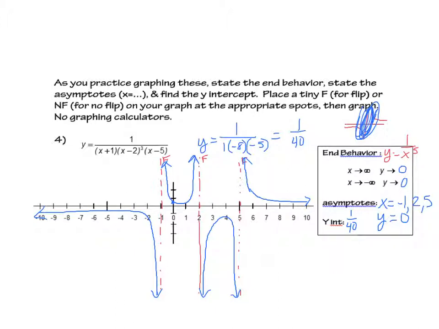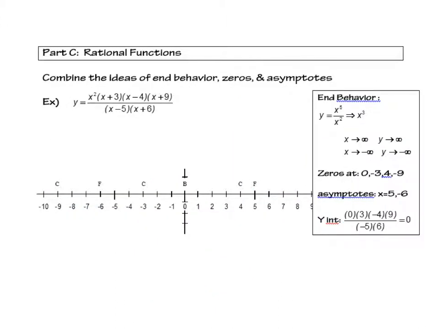What I want you to do then is pause the video, and go finish up your packet until you get to part C. That's where the video picks up again. But you need to practice this before you jump into part C, because it gets much more complicated. All right, so here's what we're doing. We're going to be combining the ideas of end behavior, the zeros from the bounce cut packet, and our asymptotes that we learned in this packet.